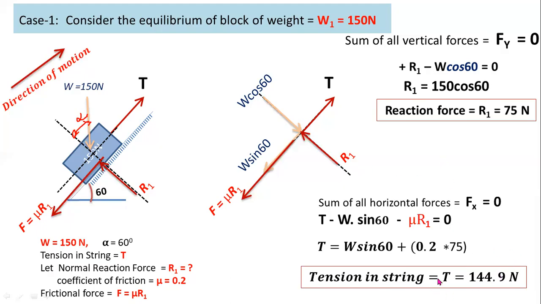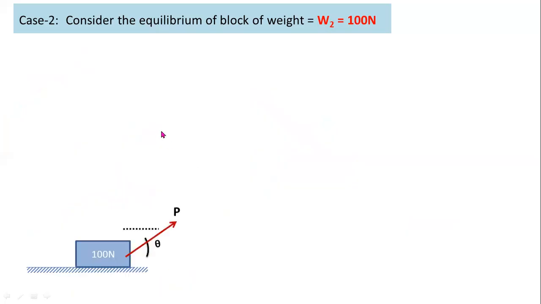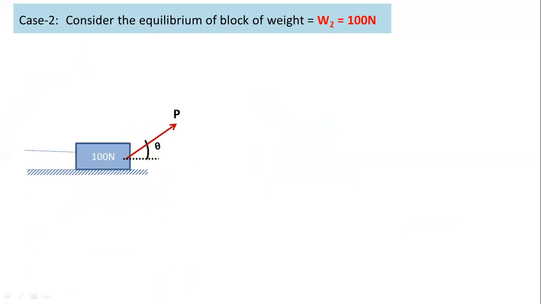You have to consider this tension in case 2 also. This is a cable, so you have to consider the same tension in this string. These two are the reference axes, parallel to the plane and normal to the plane. This is the position of a self weight W2 equal to 100 newtons. Now this is the reaction force. This reaction force always makes an angle of 90 degrees with respect to the support.